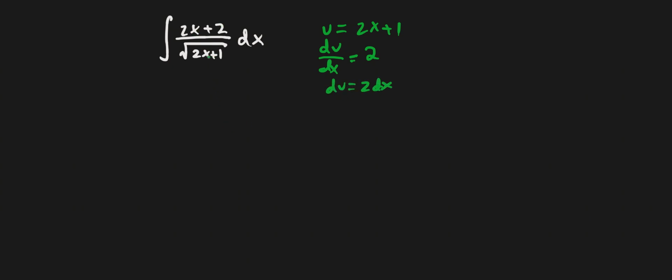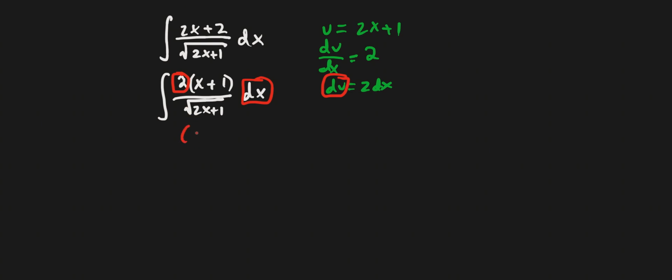So here we don't have a 2 that's readily available that we can replace, or 2 dx that we can replace with du. So what I'm going to do is factor out a 2 here on the top, making this x plus 1 over root 2x plus 1 dx. All right, so this is what we have. Now we can take this 2 dx and replace it with du, because that's what it's equal to, right? Okay, so let's do that.